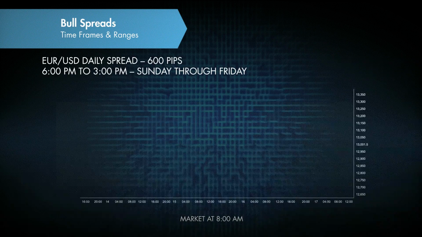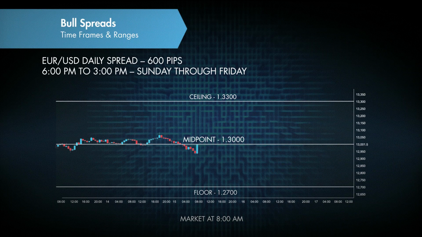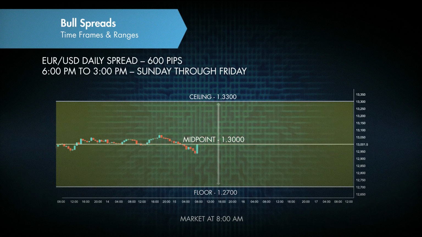So let's take a look at how these work together. So using the Euro USD, there's one daily spread contract of 600 pips. So each day there's one made at 6 p.m. starting on Sunday, going through Thursday, and then the final one expiring at 3 p.m. on Friday. Here we see 600 pips. So to give you kind of an idea behind the concept, the market midpoint, roughly, is where this contract will start out. So we have a midpoint of 130 on the Euro USD. The floor will be 300 pips lower, and the ceiling will be 300 pips higher than that midpoint.